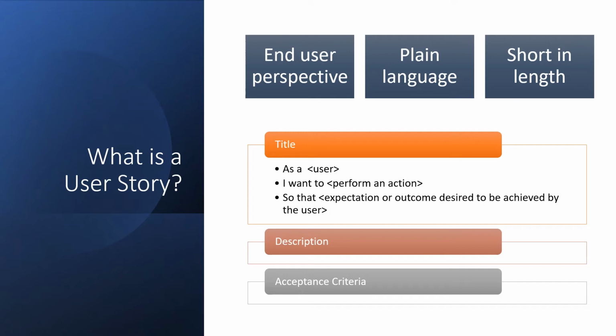The description is a short explanation of the user's journey, and it can include use cases and general information that helps in explaining the title. Once again, it should not be technical or written from the perspective of a developer or a systems architect. The acceptance criteria for a user story are conditions to validate the implementation of the user story. Acceptance criteria are used to confirm when the user story is completed.